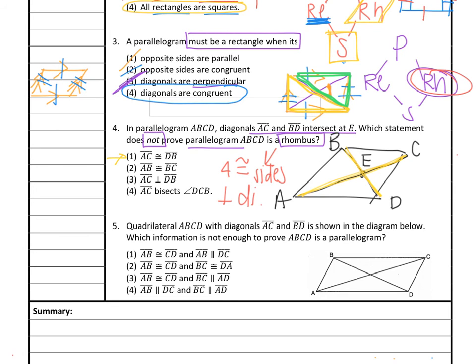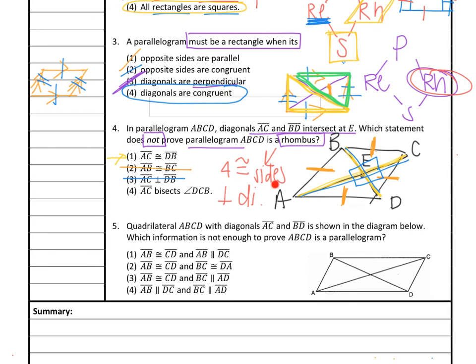It says AB is congruent to BC. Well, if those two sides are congruent, the opposite sides of my original pieces must also be congruent. So 4 congruent sides means it's definitely a rhombus. So not choice 2. Choice 3 says AC is perpendicular to DB. Well, AC is my diagonal, BD is my diagonal, and thinking back, rhombuses do give us right angles at the diagonal, so it's not choice 3.